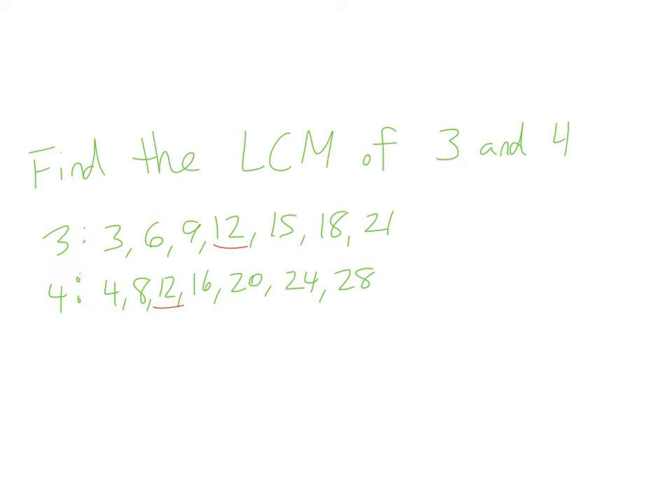Not yet, right? If we kept going, there would be more common ones, but that's okay, because in the end, we're looking for the least common. So what that means is, what is the smallest multiple of both 3 and 4? And it's 12. So our answer to what is the least common multiple of 3 and 4 is 12.